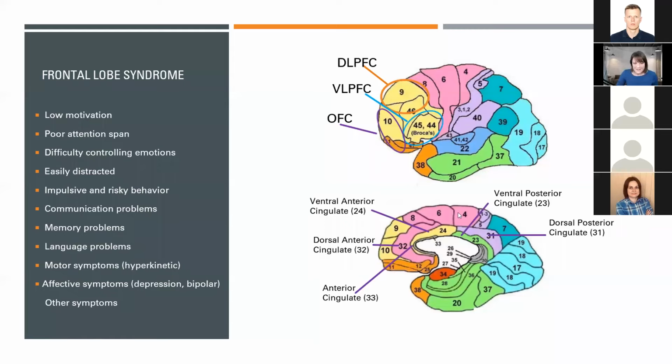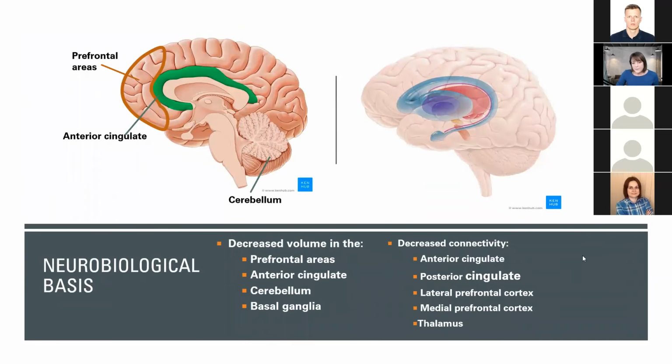Thank you. Right. Okay, so I'm just telling you that we have different areas that can be involved in the pathophysiology of a particular type of ADHD. And what is found from the neurobiological studies? It was found that ADHD people generally have decreased volume in prefrontal areas, in anterior cingulate, in cerebellum, in basal ganglia, and also they have problems with connectivity between the areas and between different structures, like decreased connectivity found in anterior cingulate, in posterior cingulate, lateral prefrontal, medial prefrontal cortex, and thalamus.